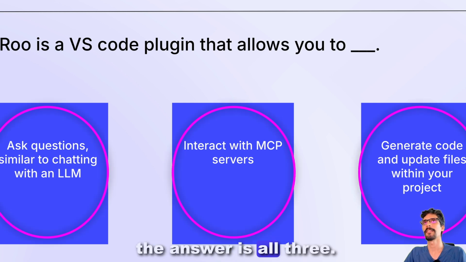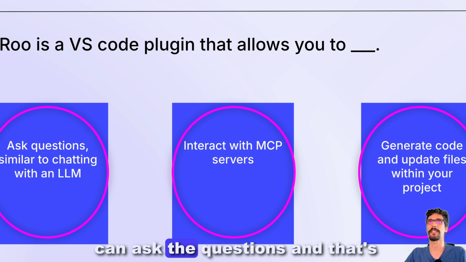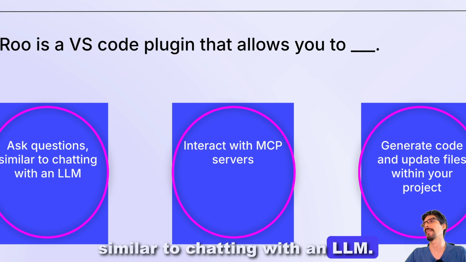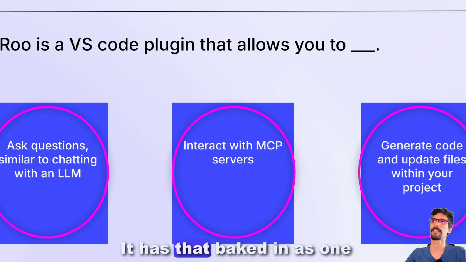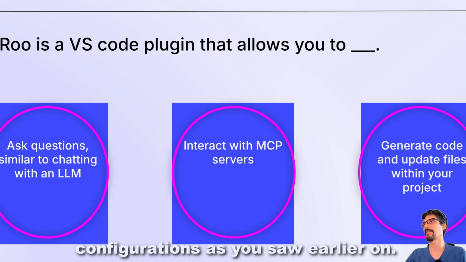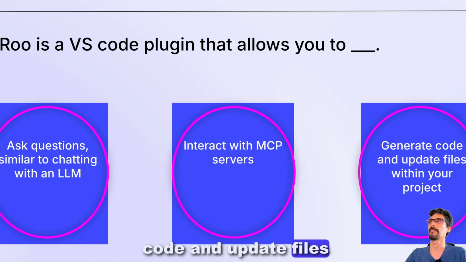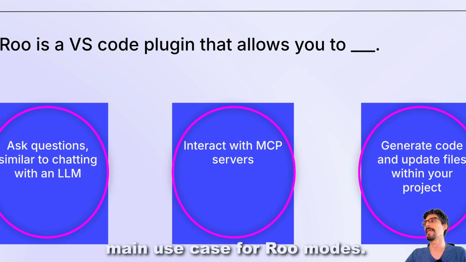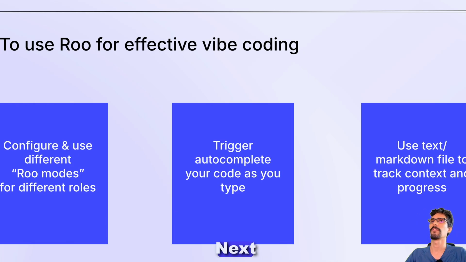And the answer is all three. So with Roo, with the ask mode, you can ask it questions, and that's similar to chatting with an LLM. You can also interact with MCP servers. It has that baked in as one of the configurations, as you saw earlier on. And it also allows you to generate code and update files within your project. And that is actually the main use case for Roo modes, for all the Roo modes.